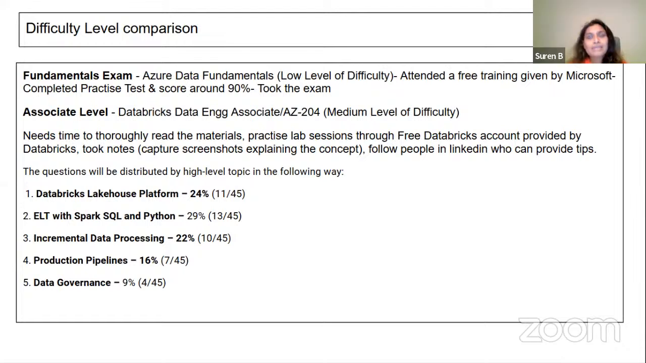I scheduled my exam once I was very confident, on a Friday evening. I thought that would be a nice time, around 6 o'clock. I couldn't go to the exam center because all the Databricks exams are taken online. They just record us and ask us to take the exam. So Friday evening around 6 p.m. I took the test I had scheduled.